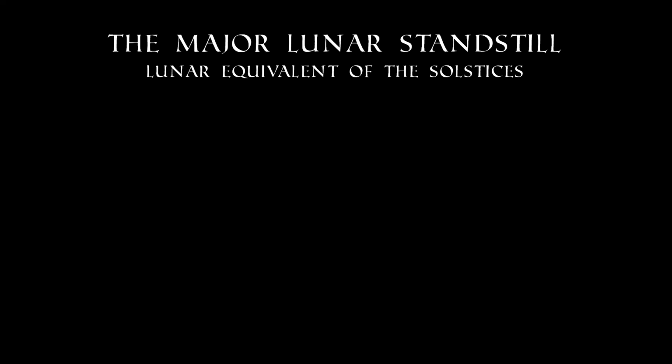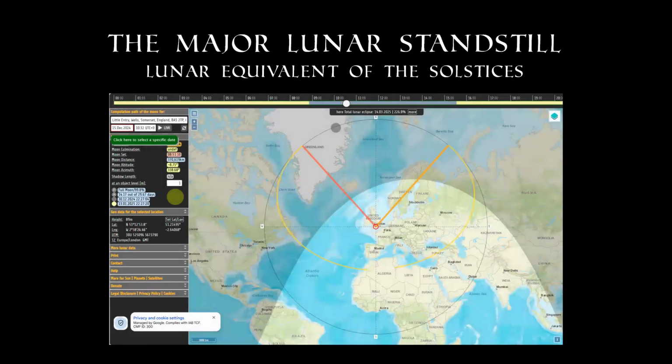And so I'll describe how the major lunar standstill works. As you can see, it's basically the lunar equivalent of the solstices in the sense that it's the most extreme northerly and southerly moonrise points. Right, so if you look at the dates here, this is the date of today, 15th of December, and this is the direction from which the moon will rise, and then it will set all the way over in that direction. Now, this is the most northerly point at this latitude where we are here.